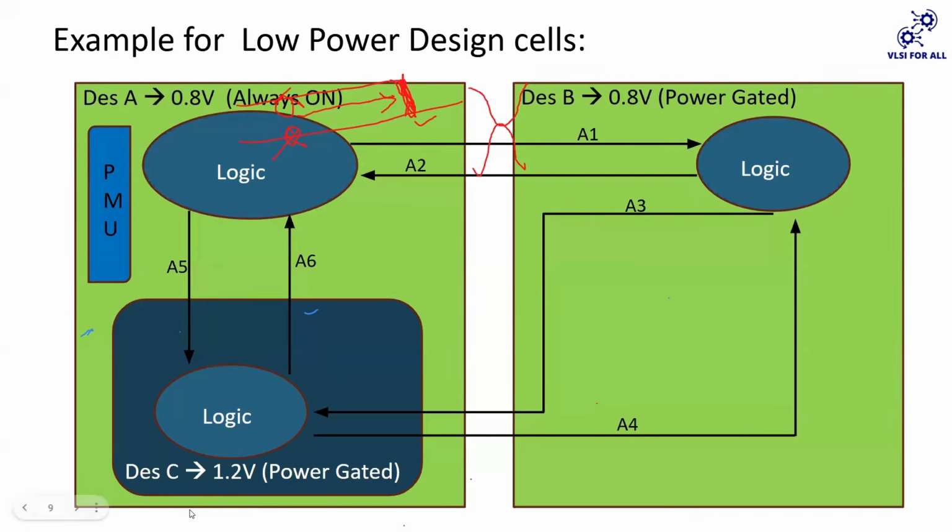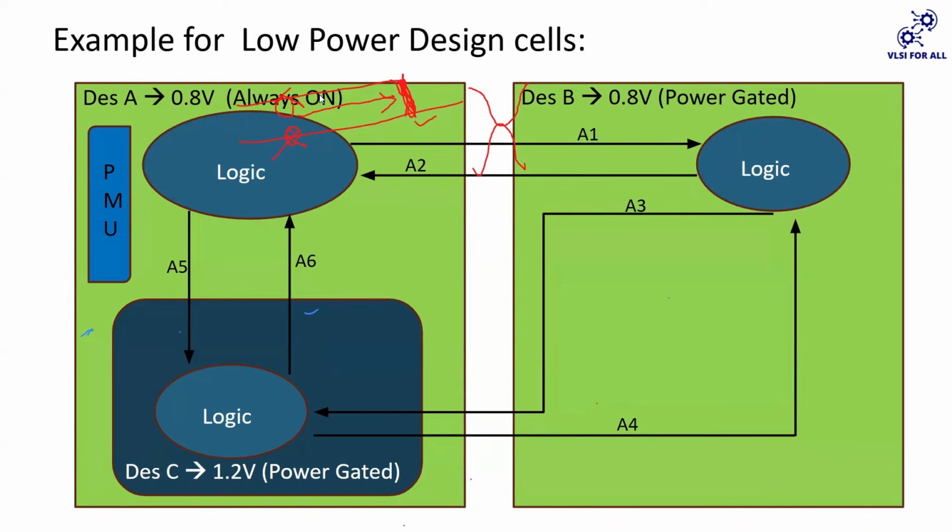If you can look, there is a design A on the left side, design B on the right side. Design A is operating on 0.8 volt. Design B is also operating on 0.8 volt. Design A, I have mentioned, is always on. Can you look at it? This device will always be up. It will never go down.